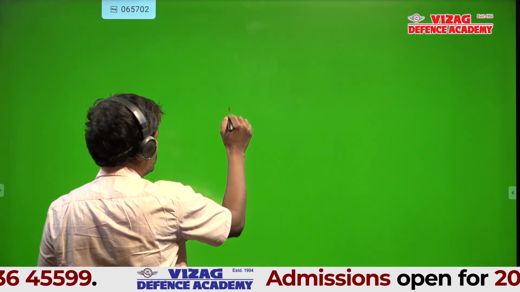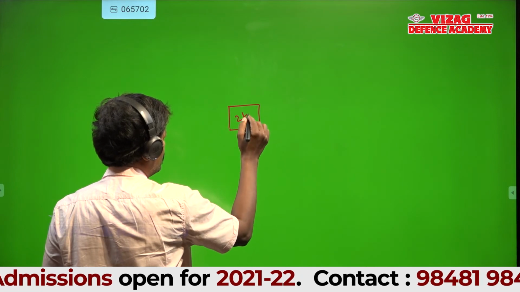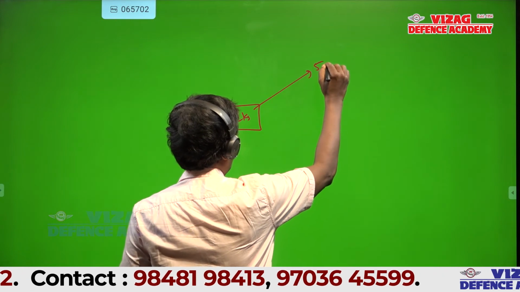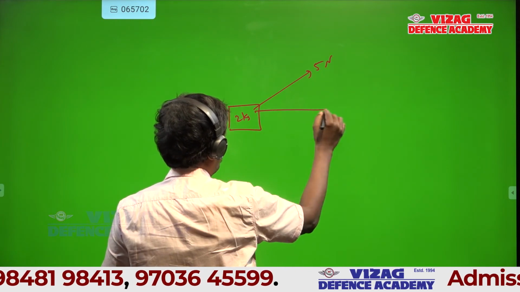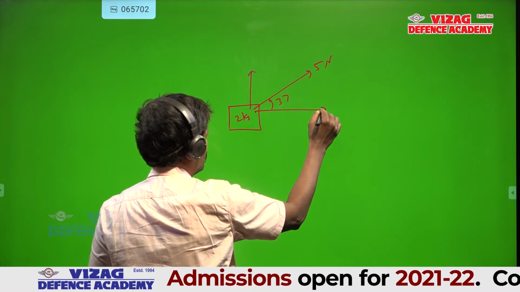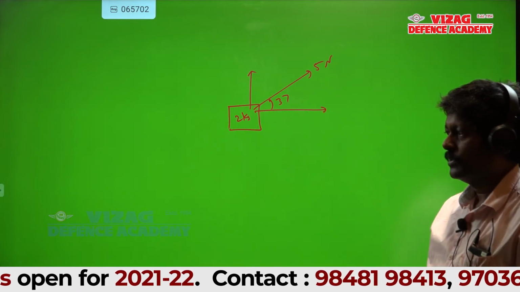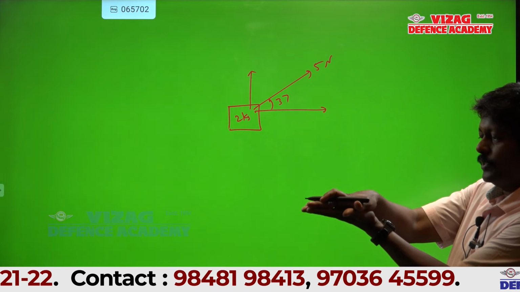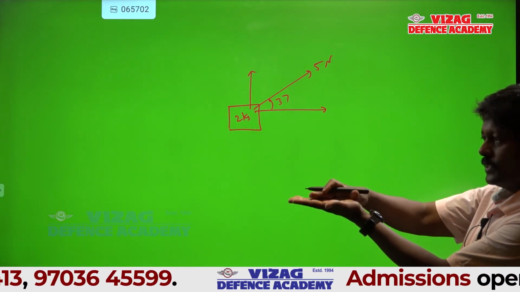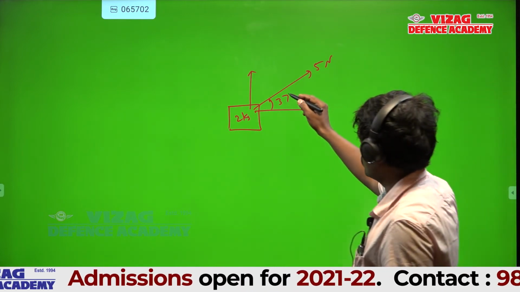This is a body of mass, again I am taking 2 kg, and you have 5 Newton. Again the same thing, I am giving 37. Now this is not on the floor. The force is not at an angle to the floor. The force is along the floor. Are you able to understand? This force is along the floor.